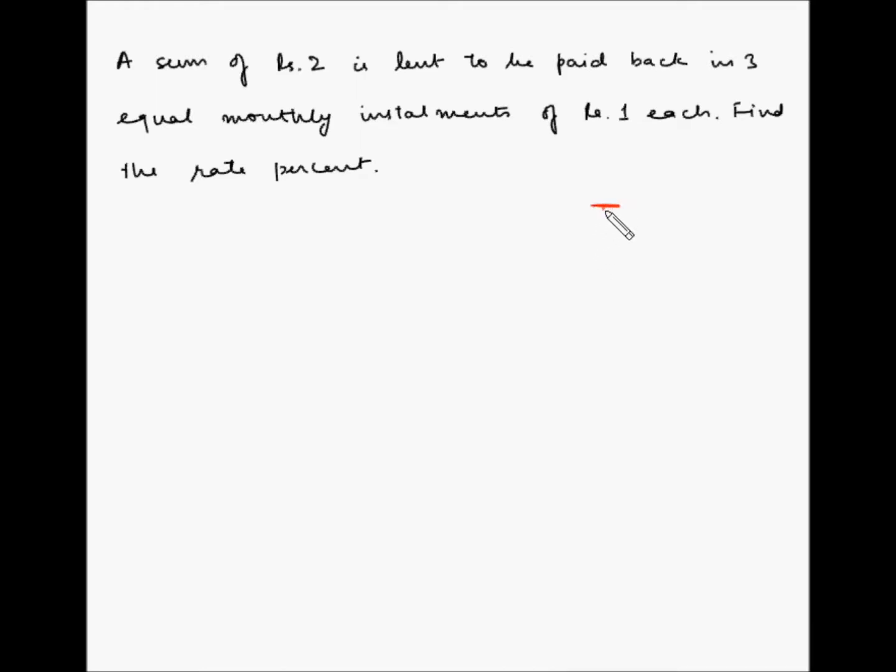So we have lent rupees 2, and that person wants to pay back the money which was lent plus the interest in 3 equal monthly installments, and the monthly installments come out to rupee 1 each. So this is the first month, this is the second month, and this is the third month, and we have to find what is the rate percent.